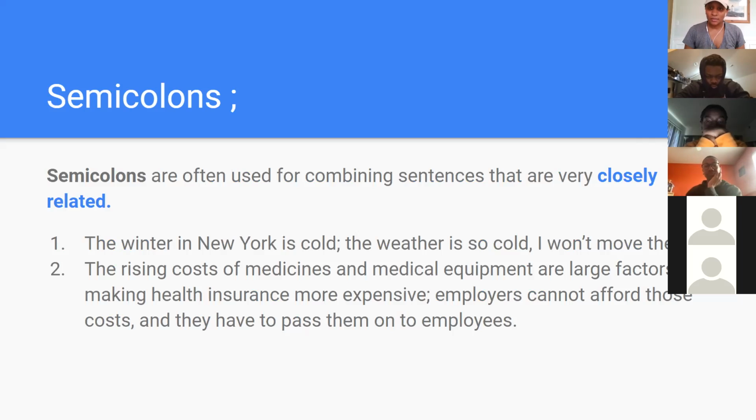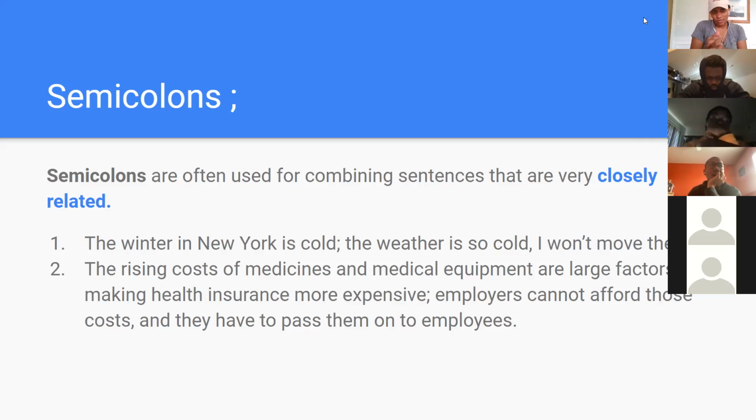Next would be, this is a real example out of a reading I read: the rising cost of medicines and medical equipment are large factors in making health insurance more expensive; employers can't afford those costs and they have to pass them on to the employees. So they're trying to make the reader understand that because of all these high costs in medical care and insurance, it's directly correlated that these costs have to be passed on to the employees. So that's what a semicolon does.